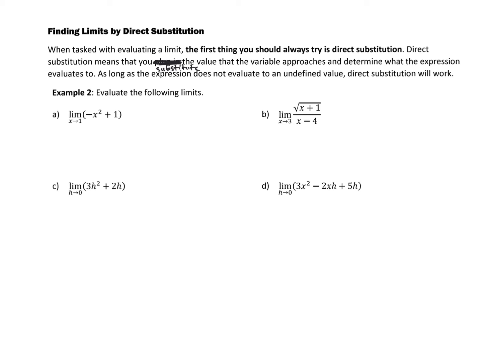Okay. So let's look at example 2. The first thing we should try to do is direct substitute. And if it doesn't work, and we get something like 0 over 0, we have to look at it graphically or numerically, just like we did yesterday. So let's look at part A. The limit as x approaches 1 of negative x squared plus 1. If I substitute in 1, what is x squared? I get 1, but then I need to add a negative on it. So what do I get? 0.